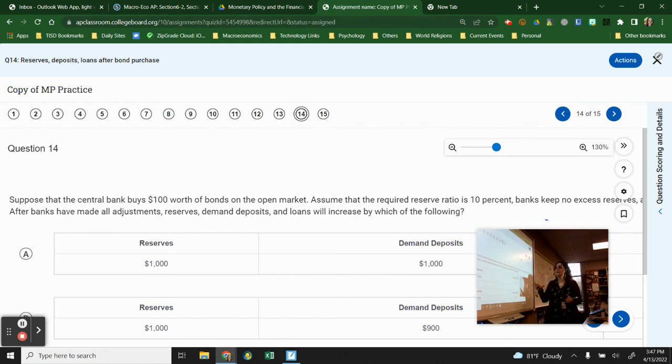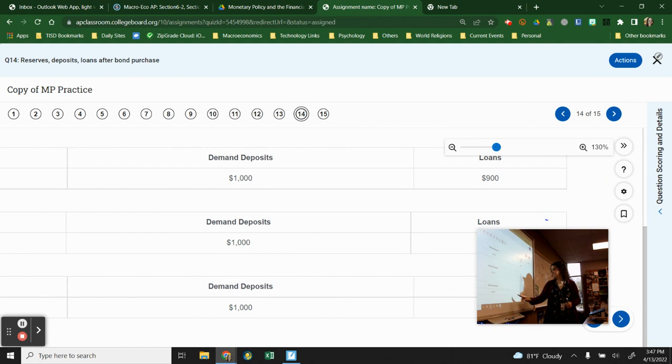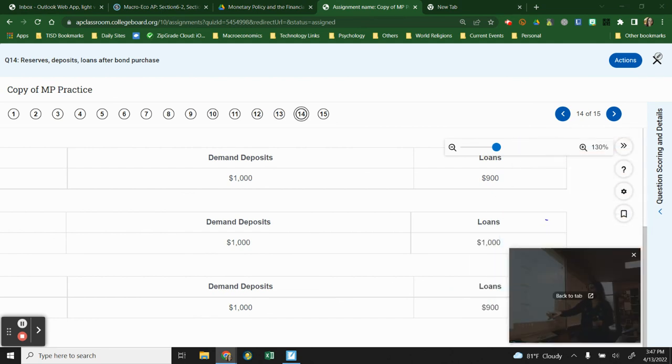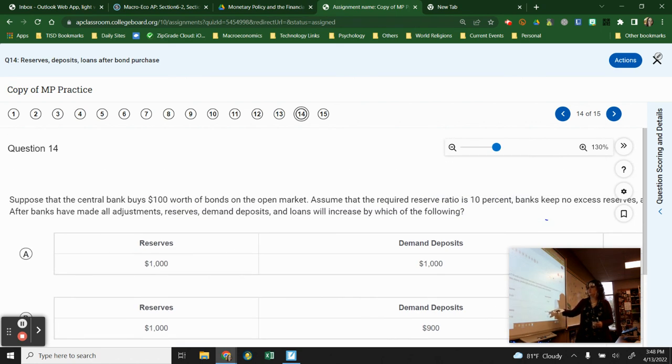But the central bank buys $100 worth of bonds. Assume that the RR is 10%. Why would demand deposits change? 10% of 1,000 is 100, and then you have 900 for loans because there's no excess reserves. But it says they're only putting in 100, right? No, it says excess reserves, they buy at the time, $100. After the banks have made all adjustments, that means after the money multiplier has had an effect and time has passed. Bad question. That's what we need to know. I don't like that question. Okay.